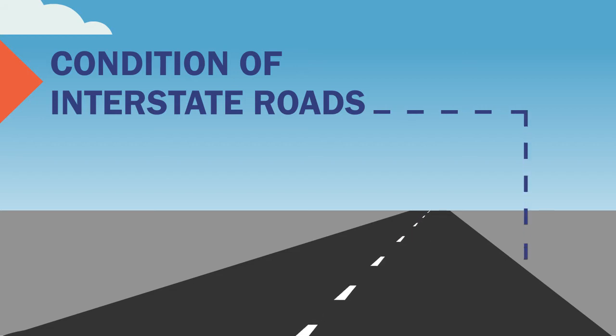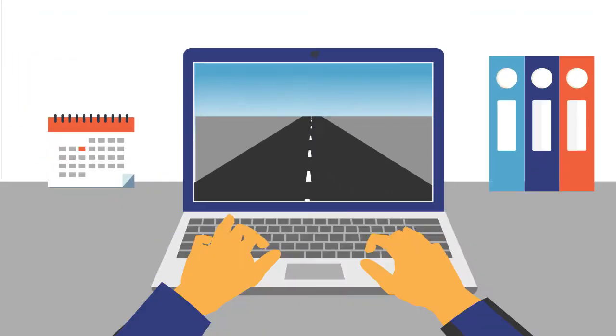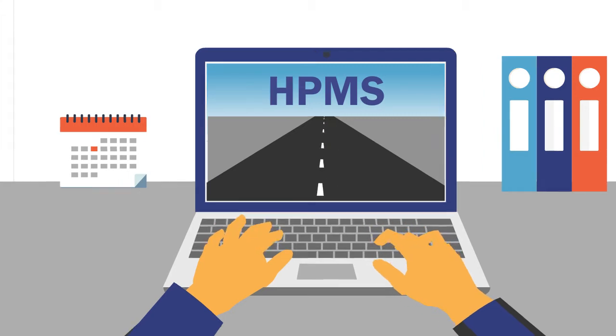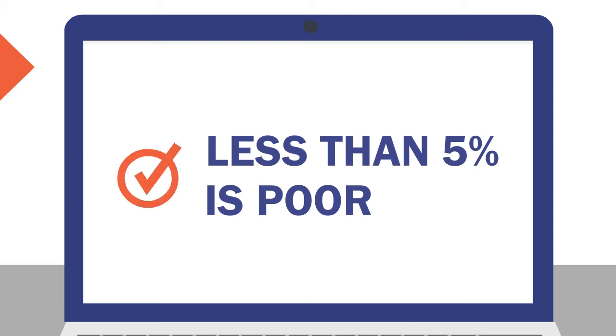Annually, FHWA will use the pavement condition data a state submitted to the Highway Performance Monitoring System, or HPMS, to calculate the minimum condition determination per pavement condition. If less than 5% of interstate pavement is in poor condition, or 10% for the state of Alaska, the state will be determined to have met or exceeded minimum conditions for pavement.